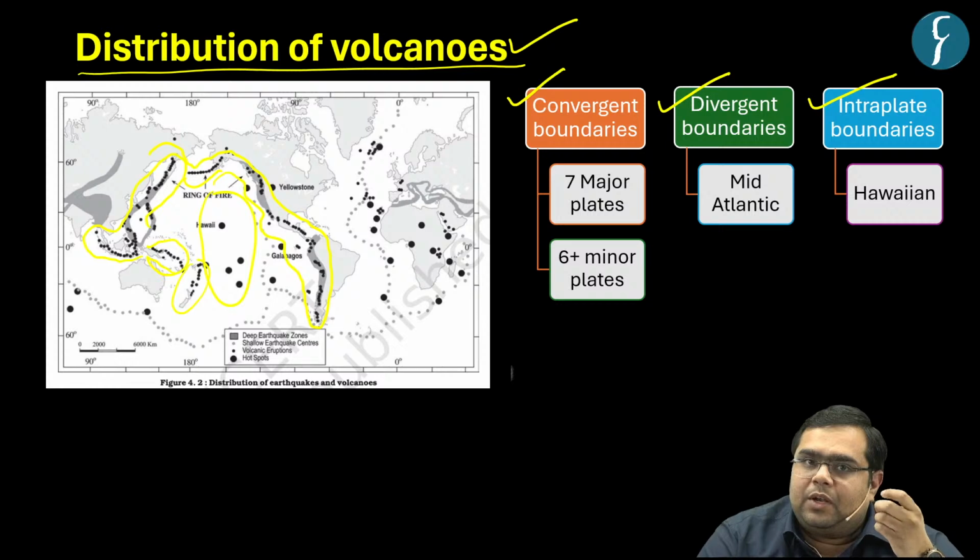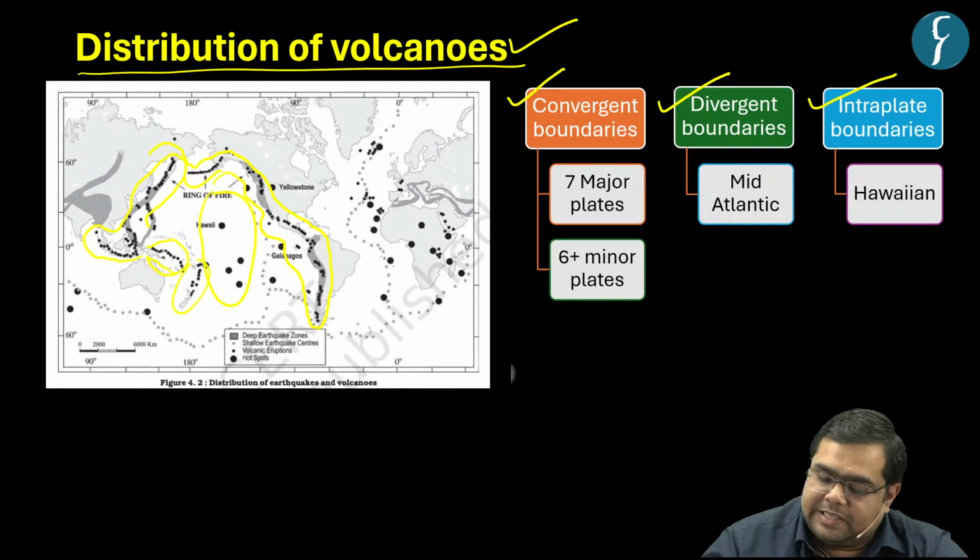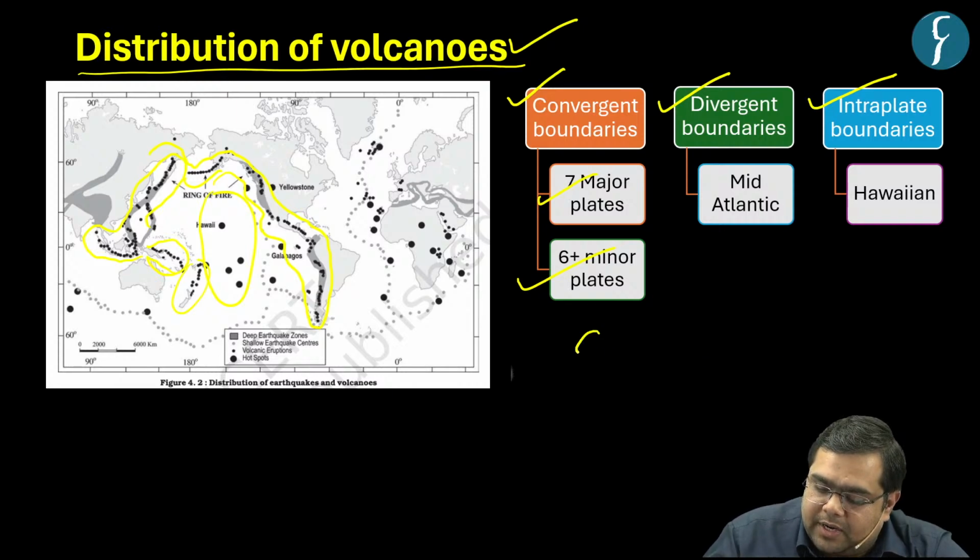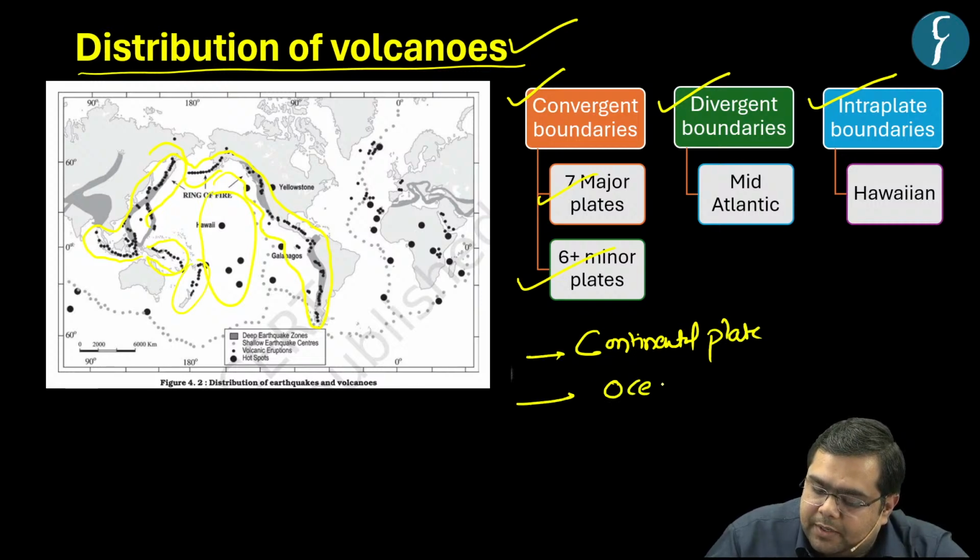So you must know from your basic geographical knowledge that the earth is made up of 7 major plates and 6 minor plates. There is no need to remember all the plates, but you must know the basics of the plate tectonic theory. So convergence happens, and then there are two subdivisions: the continental plate, and the second one is the oceanic plate.